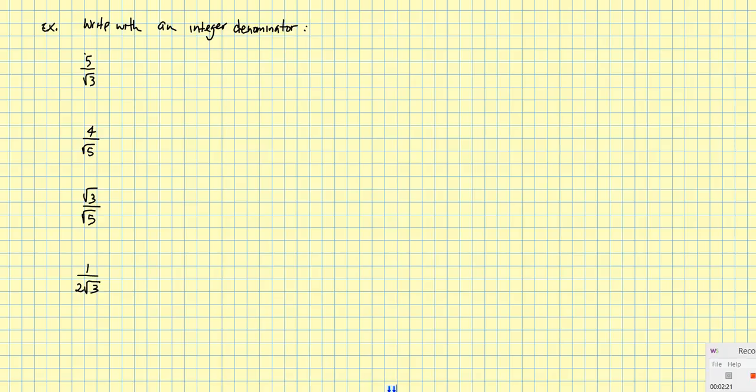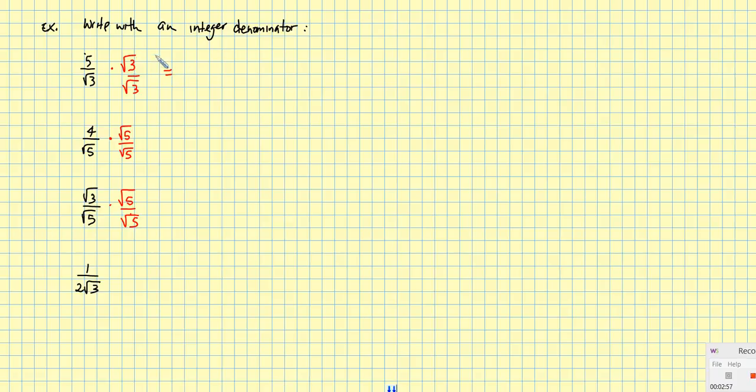So if I wanted to write with an integer denominator, integer means a whole number denominator, so I want to have a whole number, I don't want to have a square root. So what I would do is multiply the top and bottom by whatever my square root is in the denominator. So I will multiply this by root 3 over root 3. The second one would be multiplied by root 5 over root 5, just as the third one would be multiplied by root 5 over root 5. And I'm going to wait a moment for this last one.